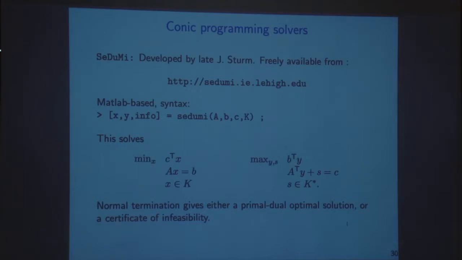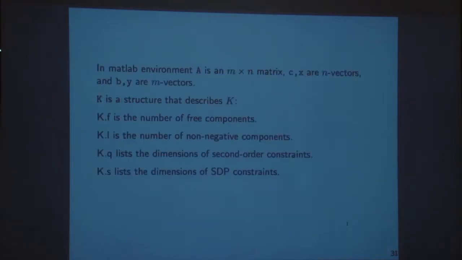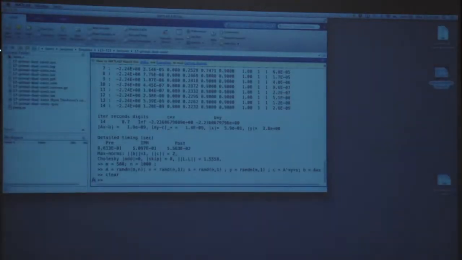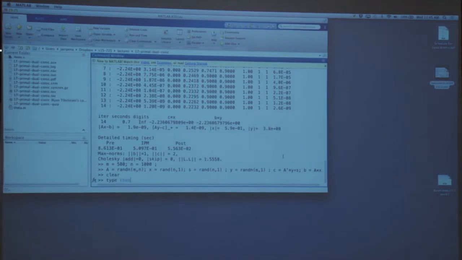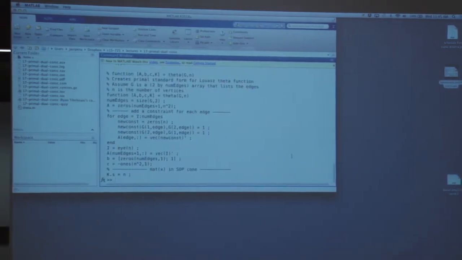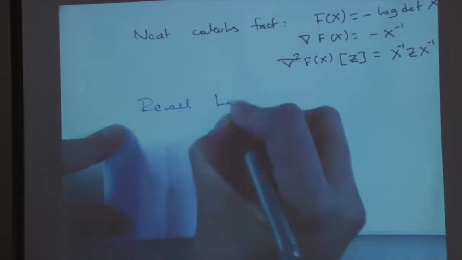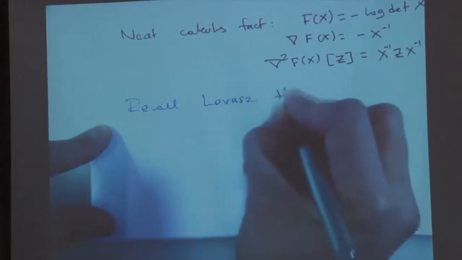Now, K could be any combination of free variables, non-negative variables, semi-definite variables, and second-order cones. So you define K that way. Let me just give you one example. This probably is the best way to illustrate this. The example that I want to show you is something called the theta function. Let me recall what the theta function is, and I'll leave you with this. So this is the Lovász theta function.